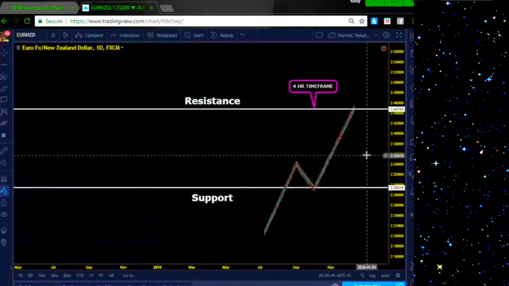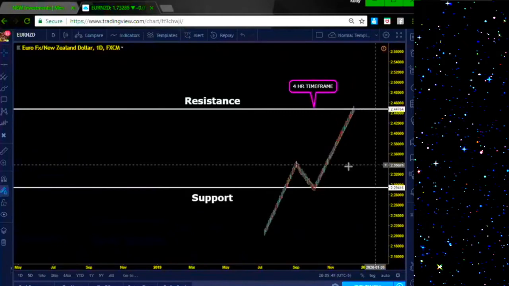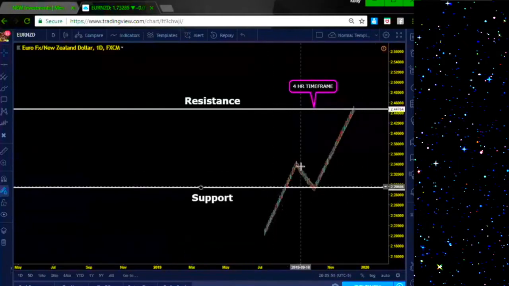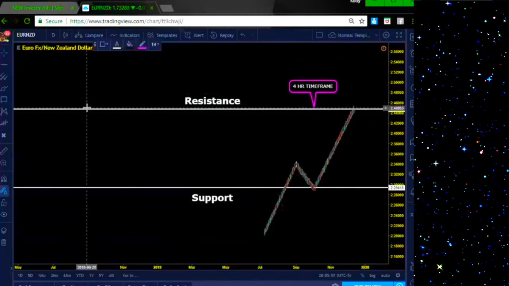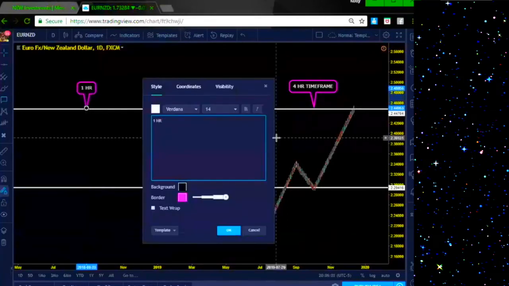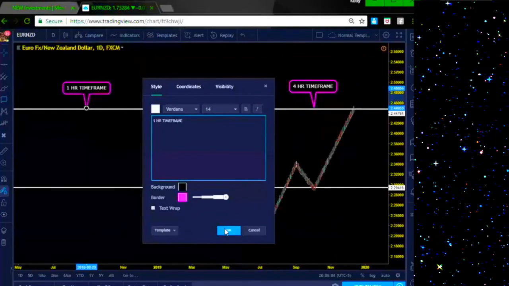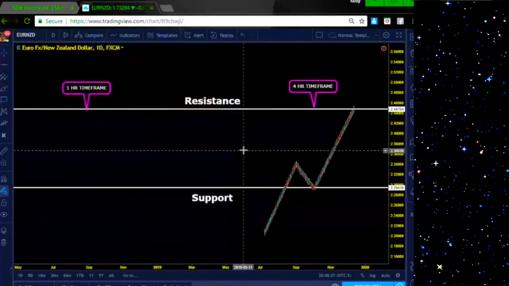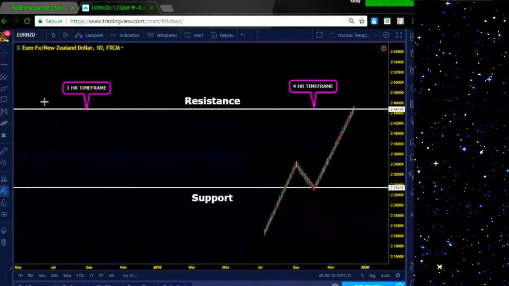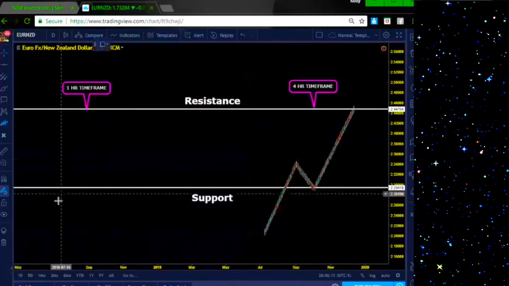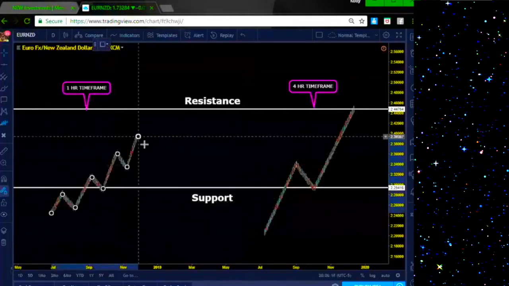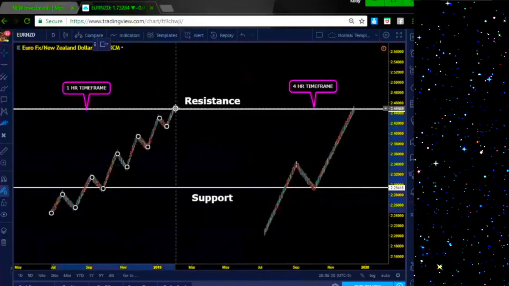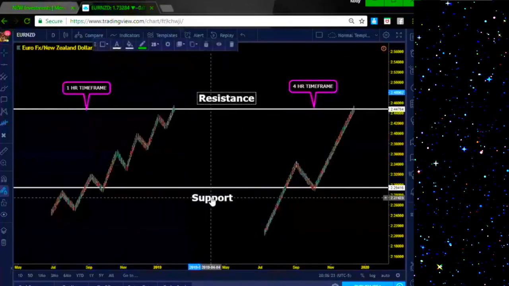Now, my question to you guys is this. If you open up the 4-hour time frame and you see that we're bullish and we're rising like this, my question to you guys is, what is the 1-hour time frame going to look like? What's the market structure going to look like? Well, it's going to look something like this.